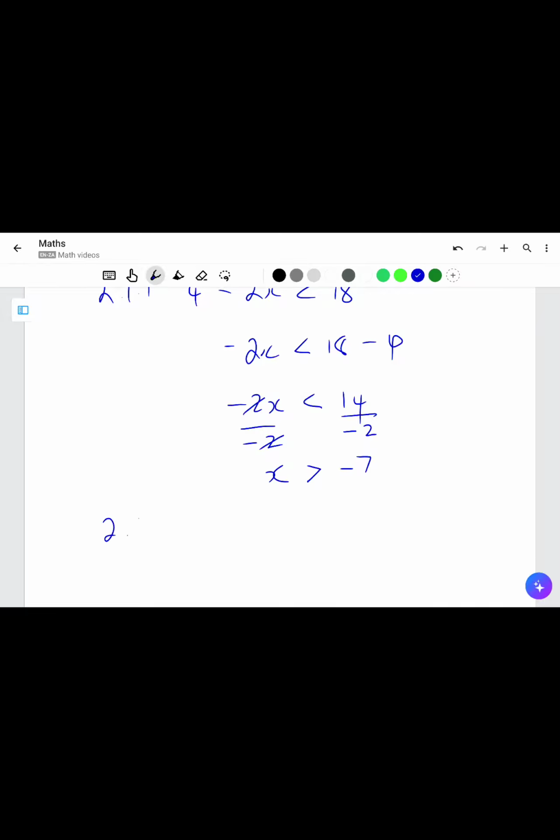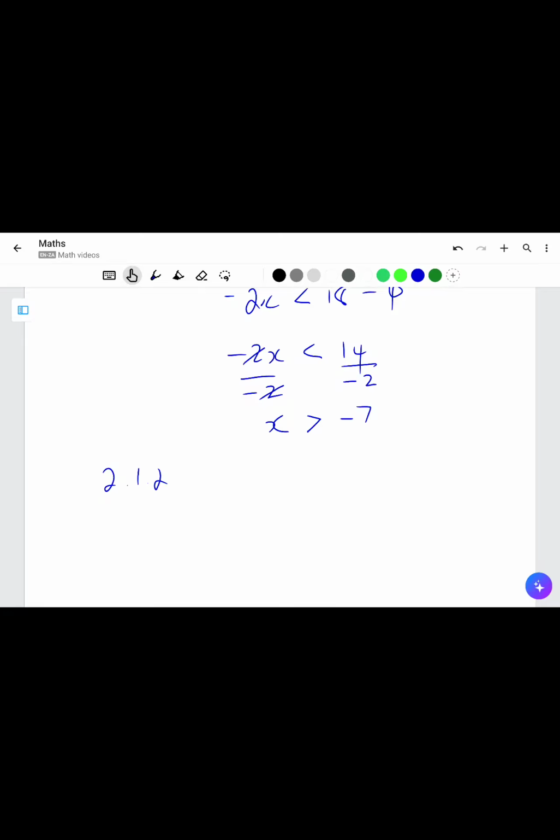So 2.1.2, our number line will simply look like this. You'll have your number line. You're going to have your -7 there. You're going to have your 0. And we know that x is greater than -7, and we know we're going to have an open circle, right? Guys with me? Right, let's go to the next one.